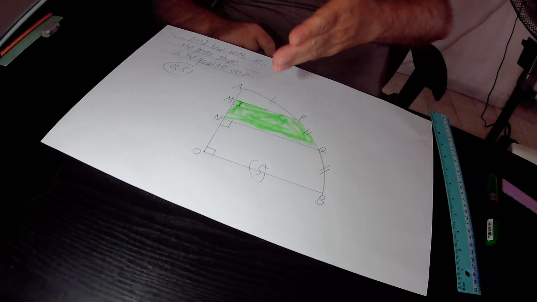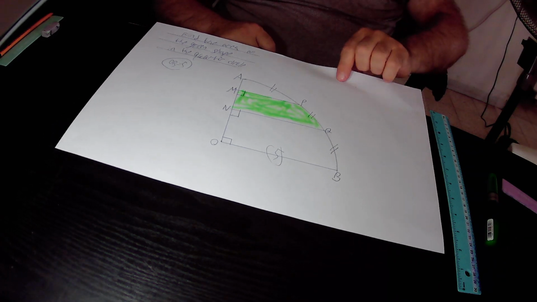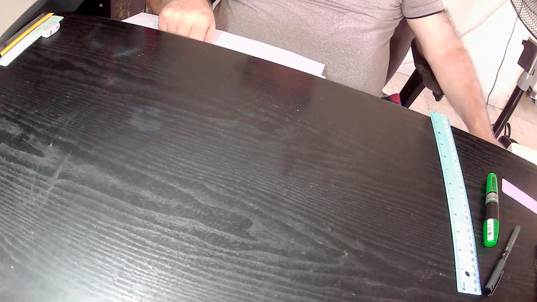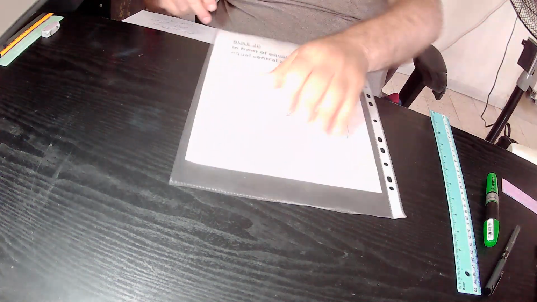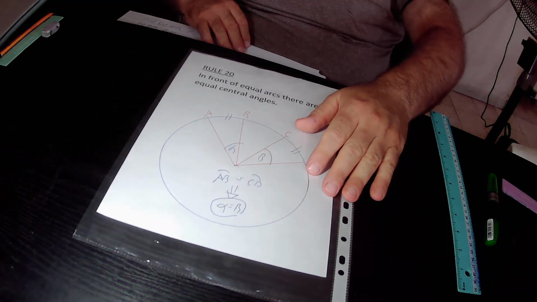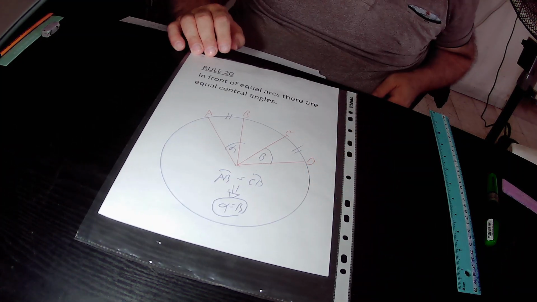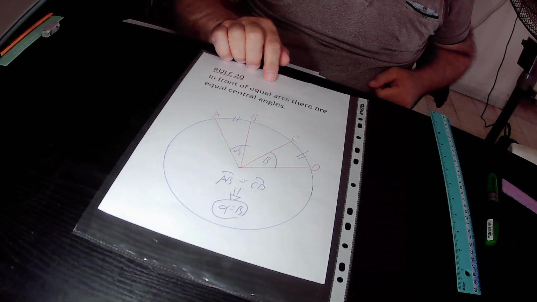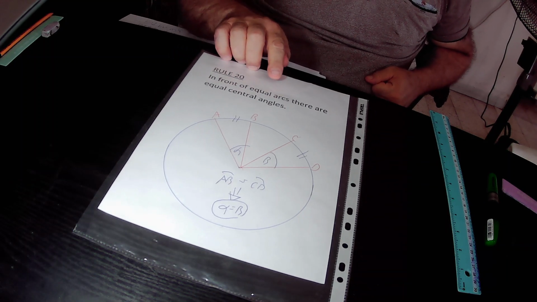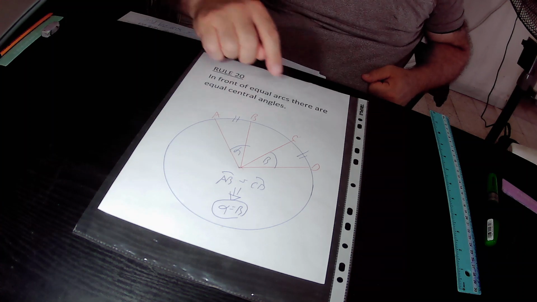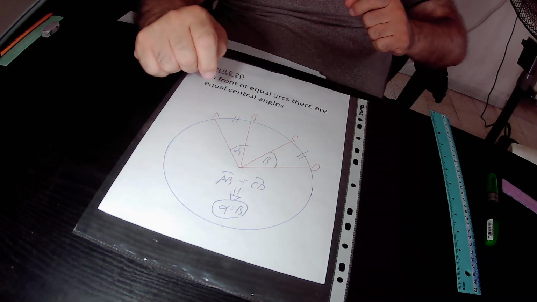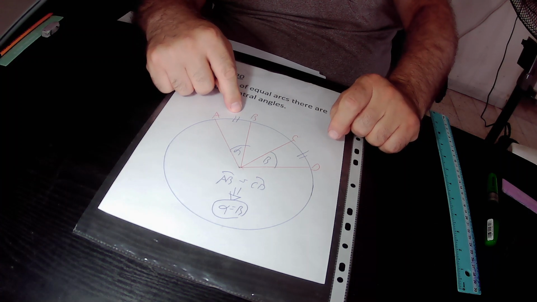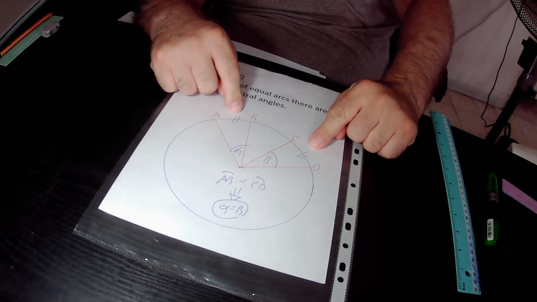So here we can implement rule 20. Let me repeat quickly rule 20. According to rule 20, in front of equal arcs there are equal central angles. In the drawing we have a circle, and this arc AB is equal to this arc CD in its length.